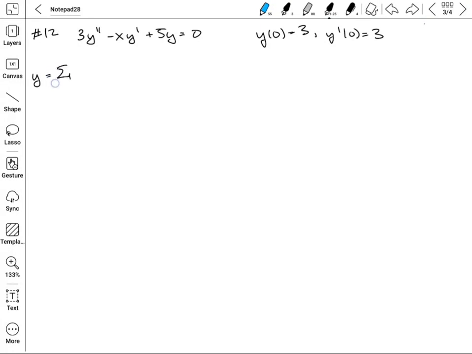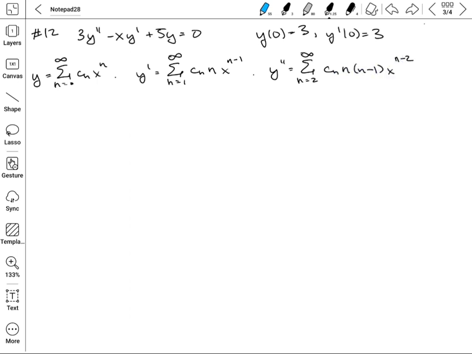For today was number 12. So we're going to solve it using series. We assume that y is an infinite series of Cn x to the n, so we compute our y prime using the power rule. Jumps us up to n equal 1, Cn times n x to n minus 1. Then we need y double prime again, following the same pattern, n equal 2, Cn n minus 1, x to n minus 2. And we're just going to plug those series into our ODE.